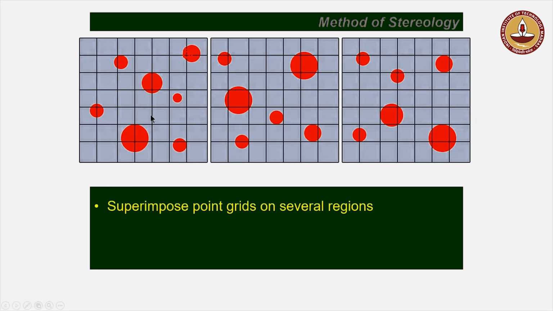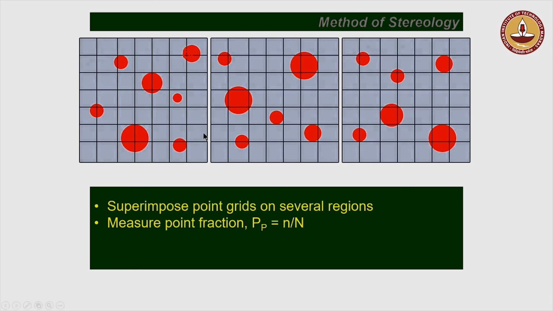And I calculate what is called a point fraction. Small n here represents the number of points that intersect the particles. So, small n represents those kind of events, divided by the total number of points I have in the grid, in this case 64 points.